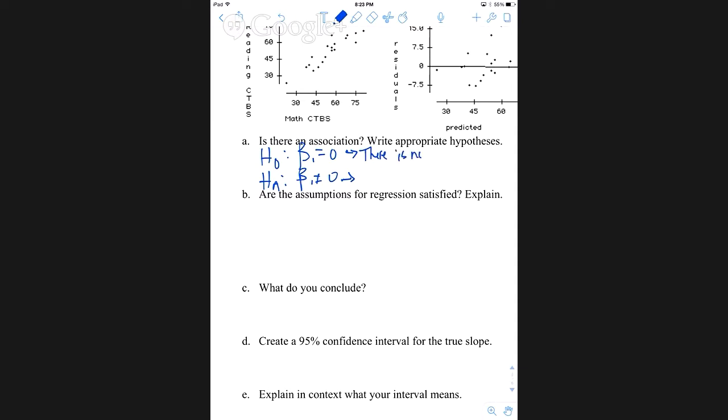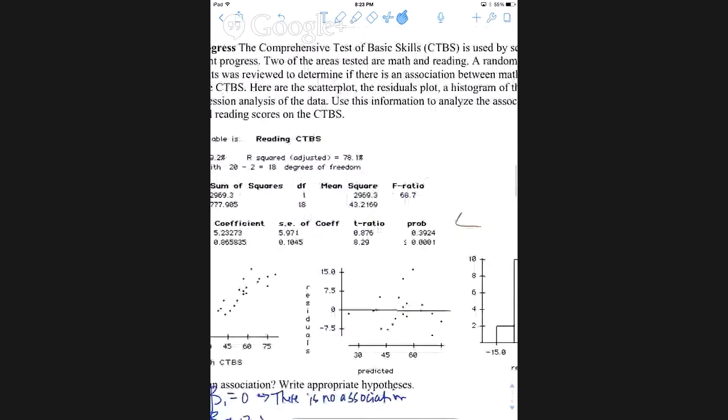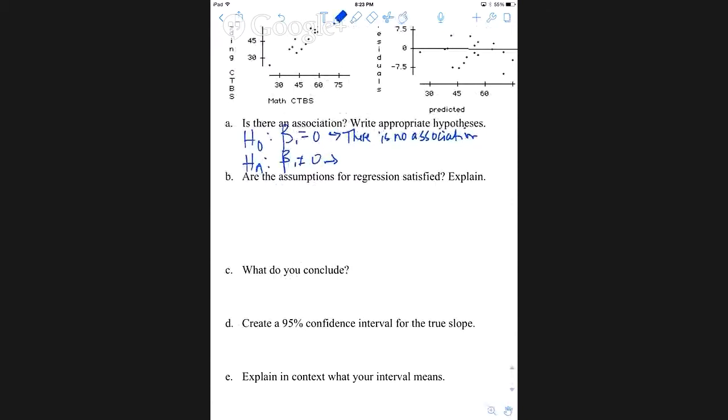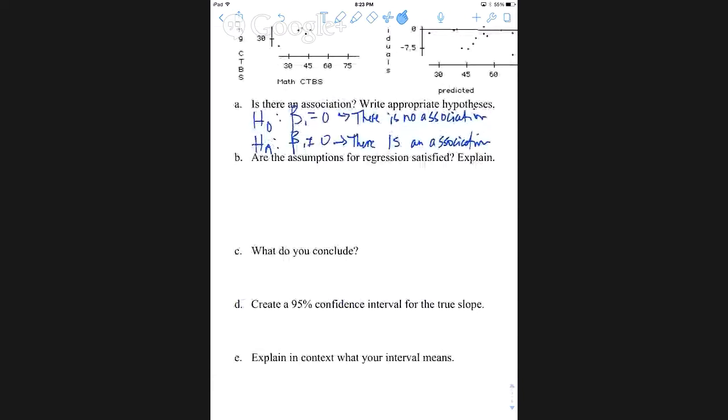There is no association between math test scores on the CTBS and reading test scores on the CTBS. And then the alternative hypothesis is that there is an association between the two variables, in this case, math and reading scores on the CTBS. Why did I keep messing that up, guys? CTBS. Okay.